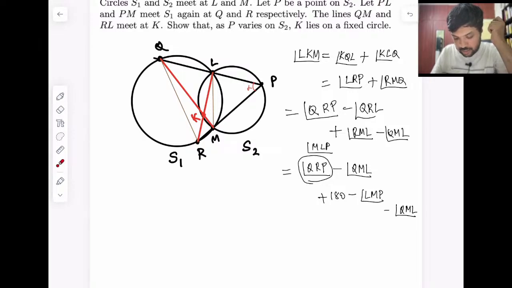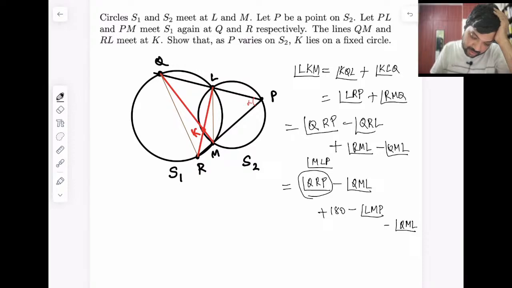What is the plan? Any idea? LKM, LKQ. Can you do trigonometry and get it? It looks so simple. There's no additional condition in this problem. Almost everything is a construction, if you notice. You just take a point P, join it to the two intersecting points, extend it to Q and R, join Q to M, L to R, and voila, whatever the intersection point is lies on a circle.